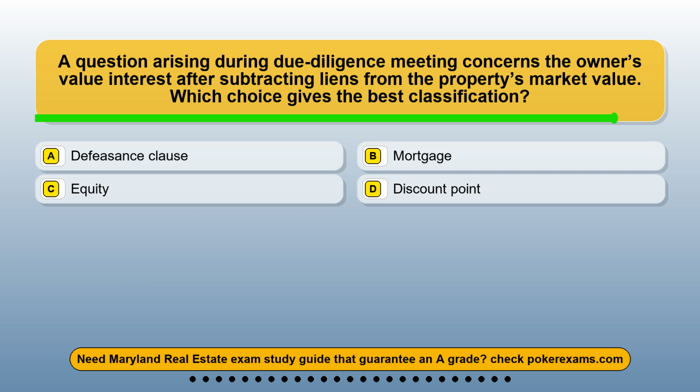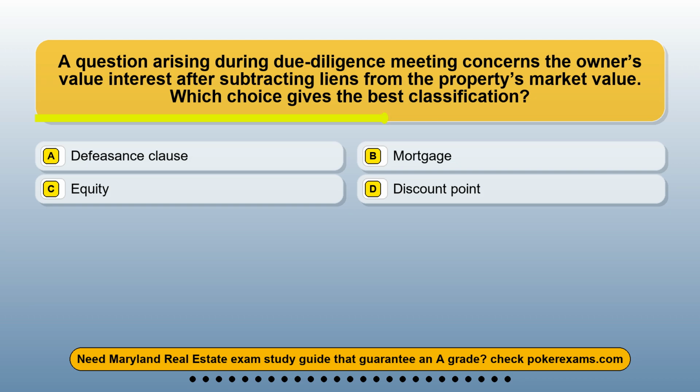Question 11. A question arising during due diligence meeting concerns the owner's value interest after subtracting liens from the property's market value. Which choice gives the best classification? Option A, defeasance clause. Option B, mortgage. Option C, equity. Option D, discount point.